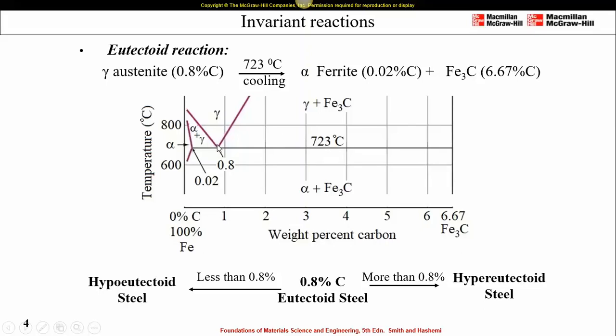Gamma austenite with this composition of 0.8 weight% carbon, on cooling to 723 degrees Celsius, becomes a eutectoid mixture of alpha and iron carbide. The alpha in the eutectoid mixture has a weight% of 0.02 carbon, whereas iron carbide has 6.67 weight% carbon.